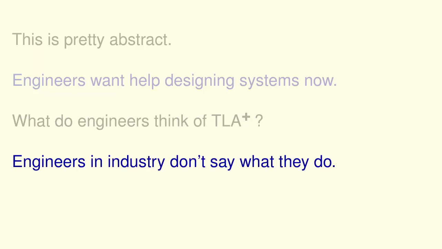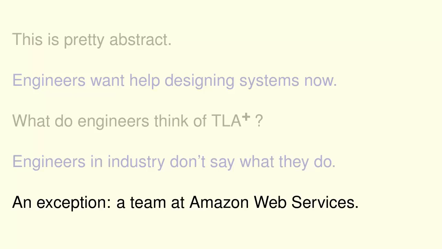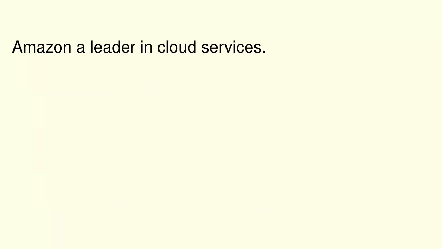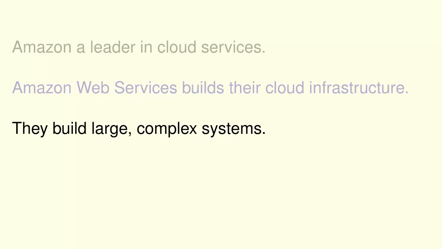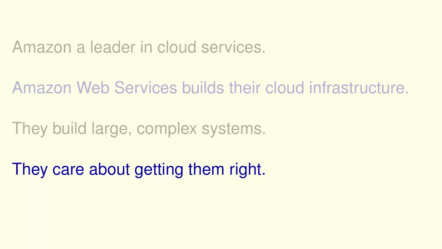Engineers in industry who build complex systems usually don't write about how they do it. Fortunately, there was one exception, a team at Amazon Web Services. Amazon is currently the leading provider of cloud services, and Amazon Web Services builds and maintains their cloud infrastructure. They build large, complex systems, and they care about getting them right because their customers rely on them.